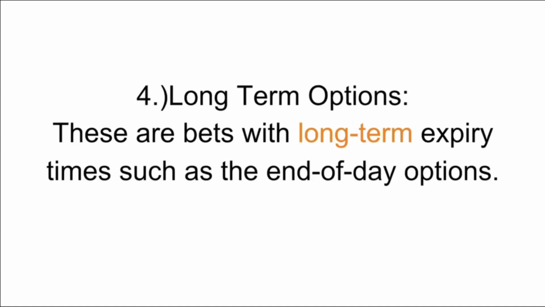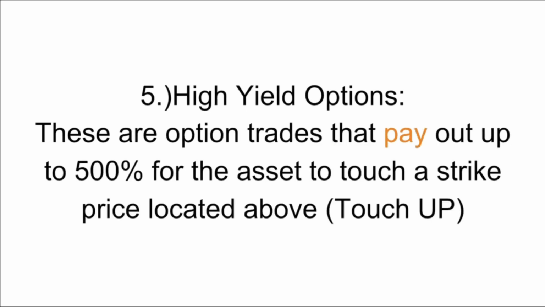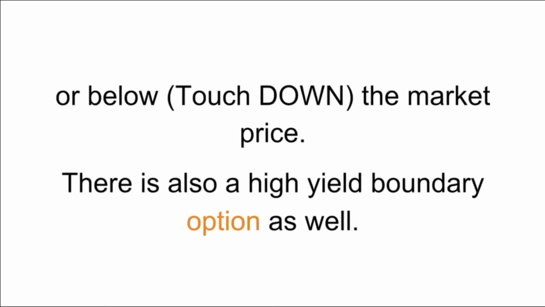4. Long-term options. These are bets with long-term expiry times, such as the end-of-day options. 5. High-yield options. These are option trades that pay out up to 500% for the asset to touch a strike price located above, touch up, or below, touch down the market price. There is also a high-yield boundary option as well.